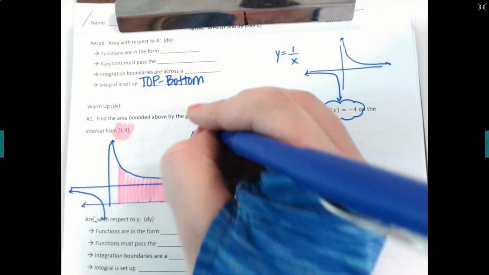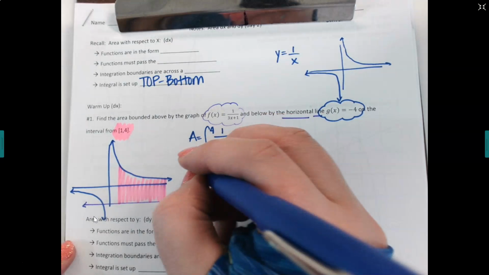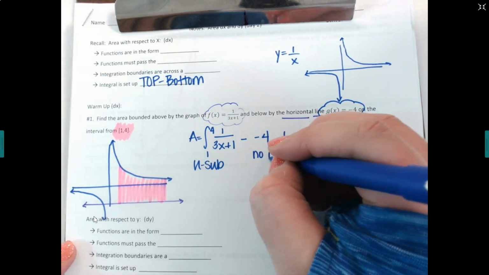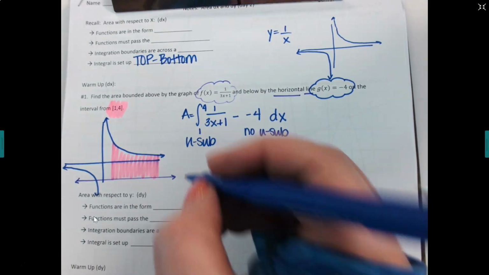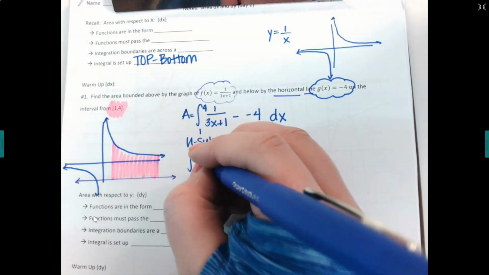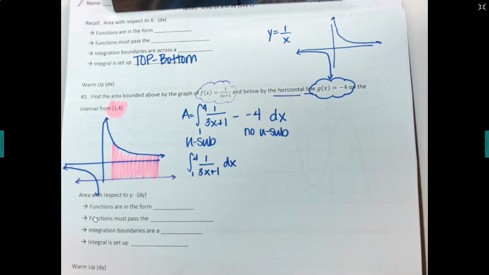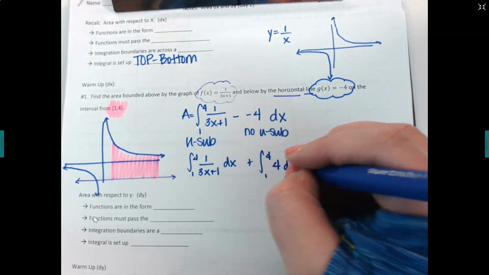Then what are our endpoints? 1 to 4. And then remember that you have 2 options. You can integrate it all together or you can split it up into 2 pieces. Which one would we do here? Separate, because why? Very good. This one needs U sub, this one needs no U sub. So I'm going to separate that into the integral from 1 to 4 of 1 over 3x plus 1, and then, since it's minus a negative, that's really plus the integral from 1 to 4 of 4 dx.